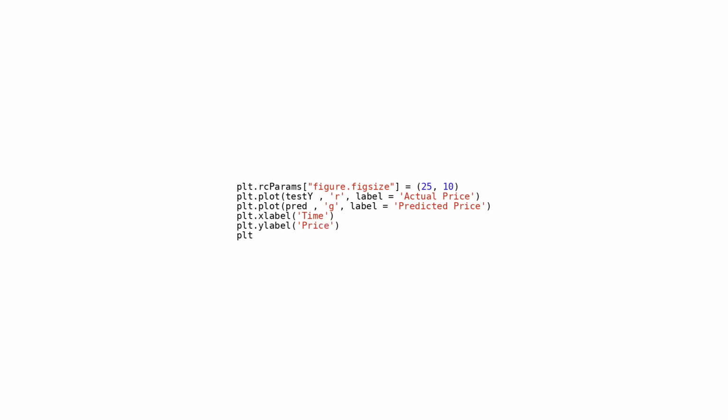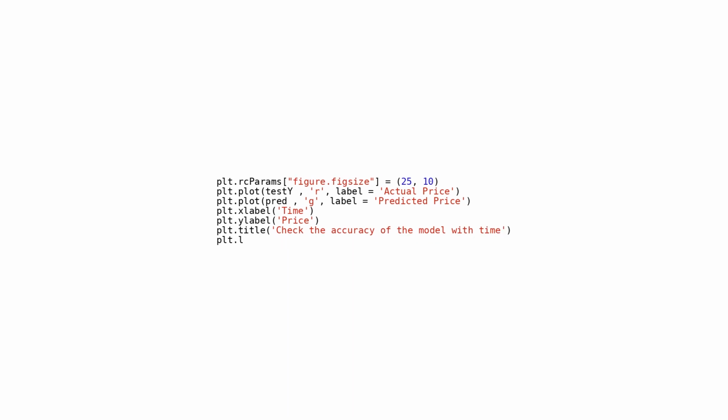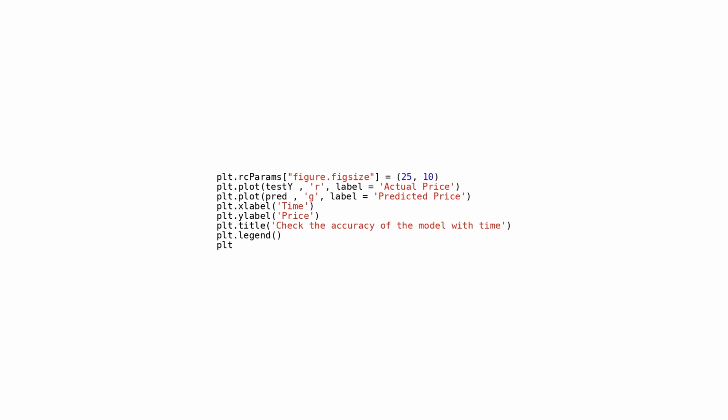5. The plot's title is set to 'check the accuracy of the model with time'. 6. A legend is added to distinguish between actual and predicted prices. 7. Grid lines are enabled on the plot for better readability. 8. The plot is displayed using plt.show().